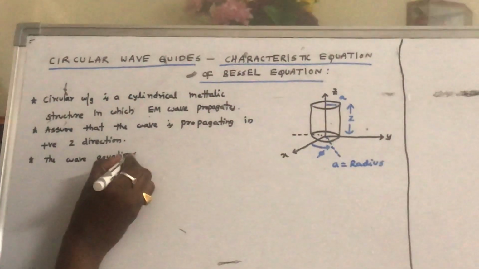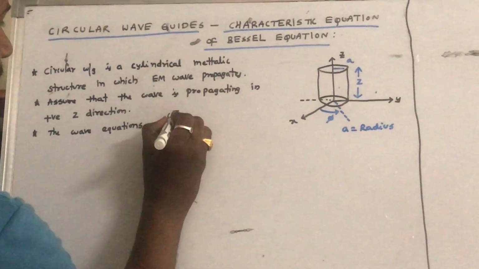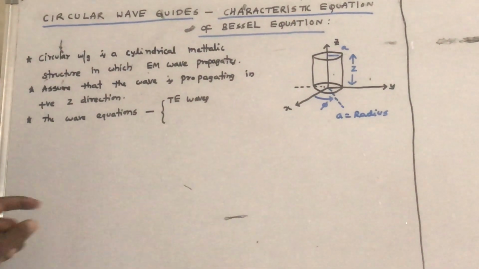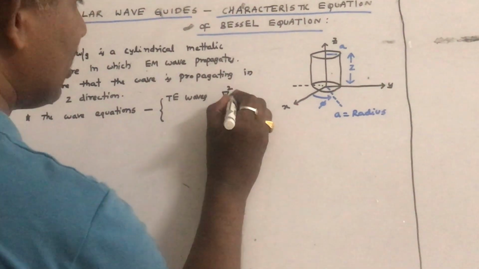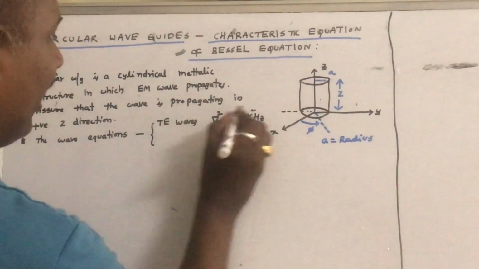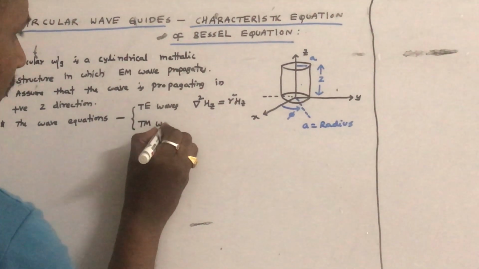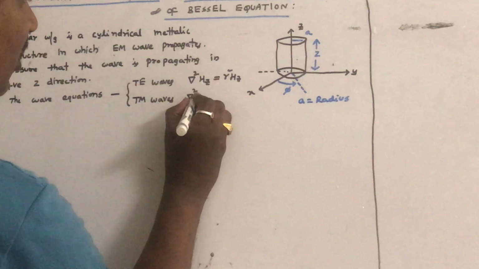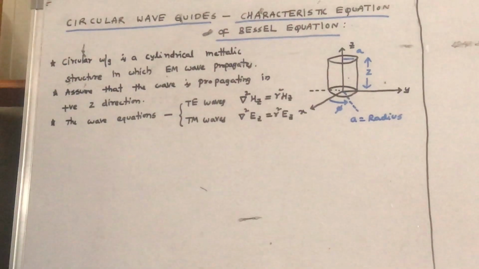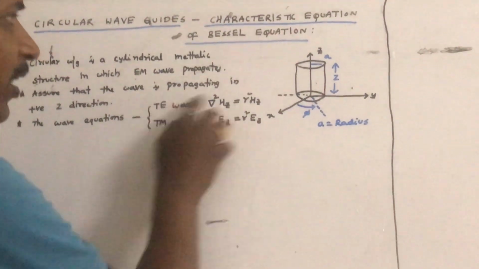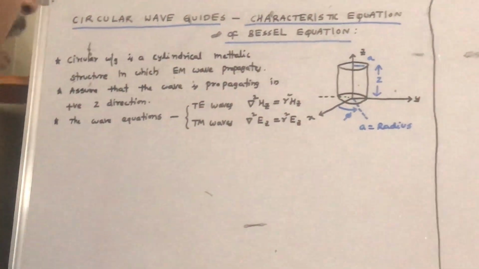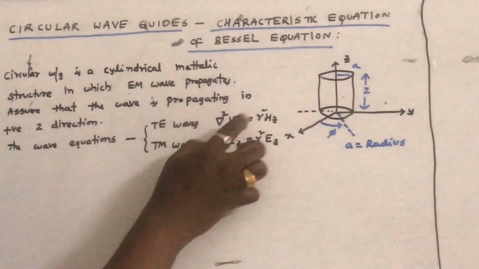Say the wave equations, as you know from electromagnetics, the wave equations for TE waves: del square Hz is equal to gamma square Hz. For TM waves, the wave equation is del square Ez is equal to gamma square Ez. So these are the wave equations for TE waves, and this is the wave equation in terms of Ez for transverse magnetic waves.